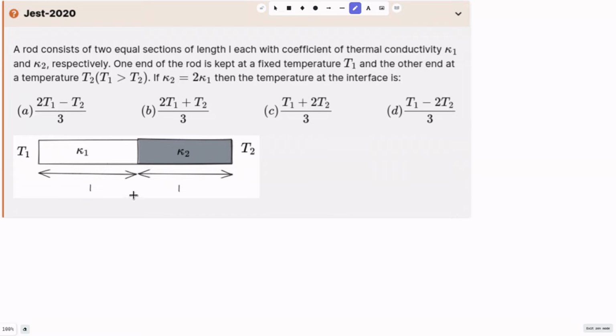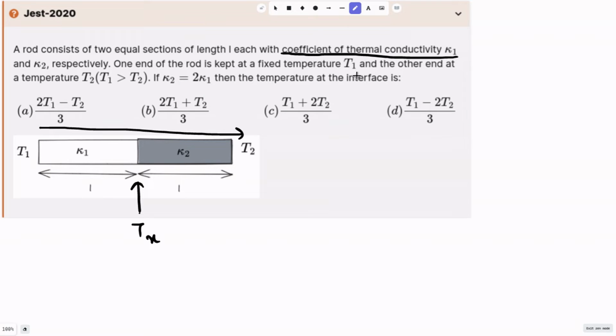So we basically need to find the temperature right here. Let it be Tx. Okay, this is the interface. We need to find the temperature here. And it also says that the temperature at 1 is greater than the 2. So heat will flow this way. That we can ascertain.